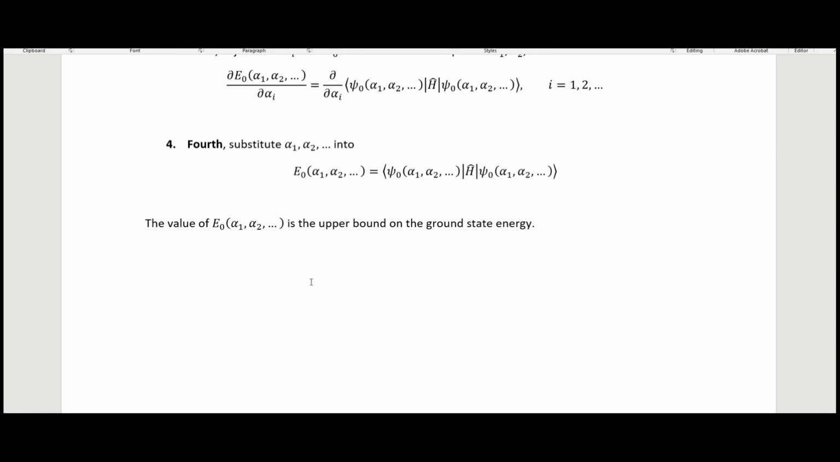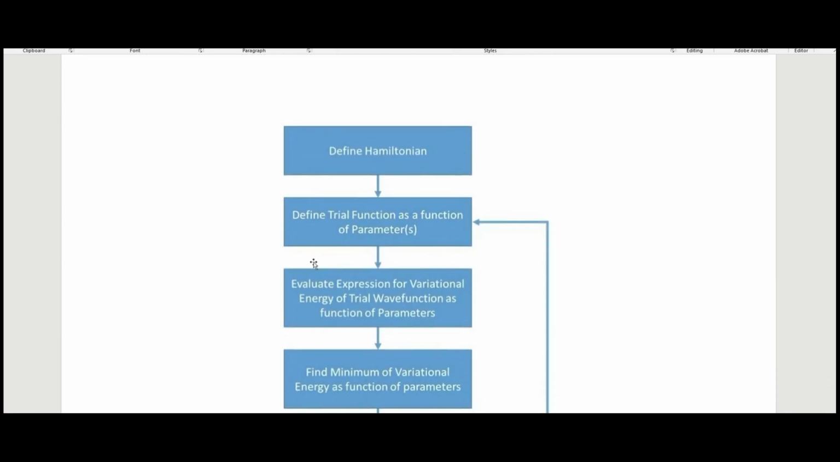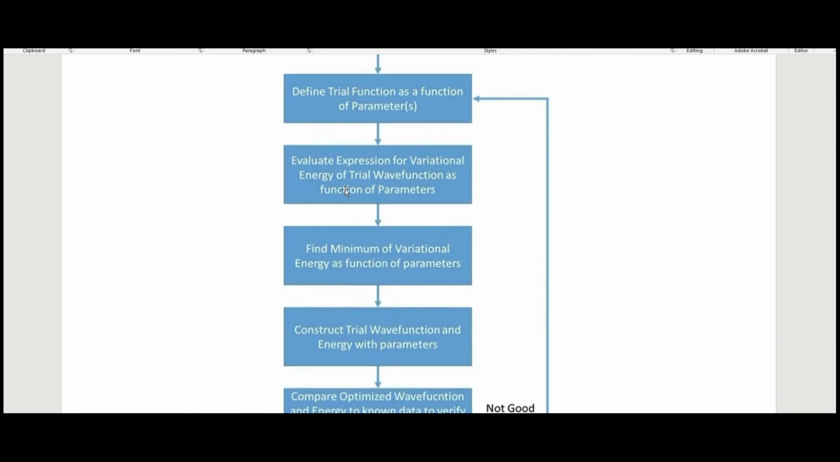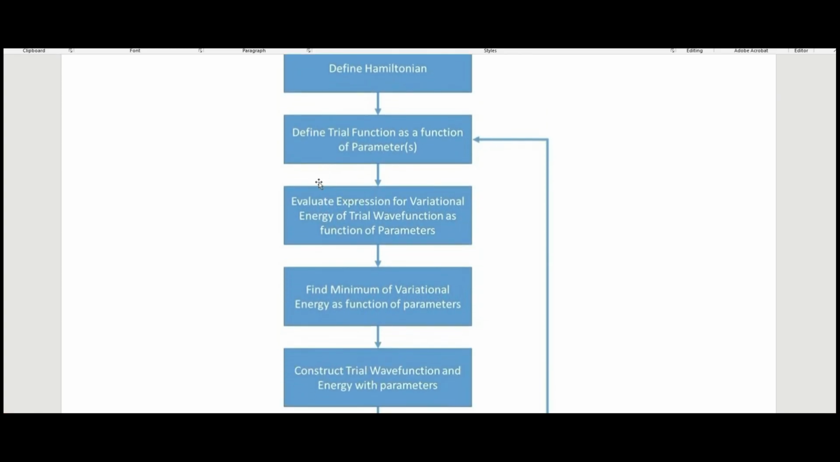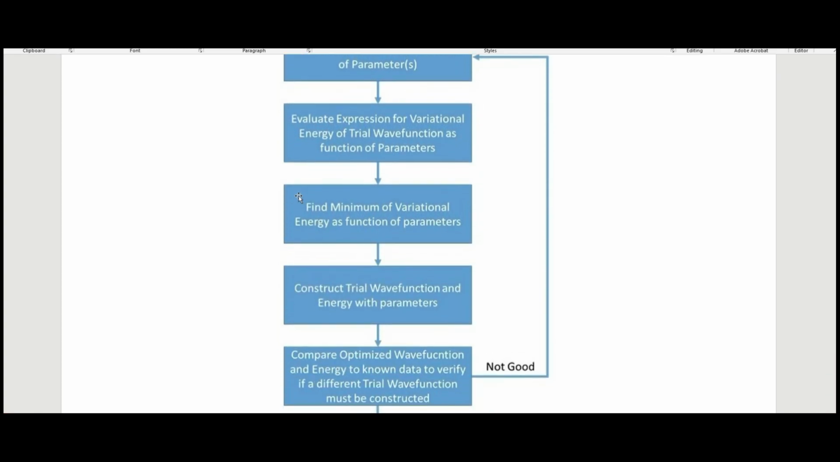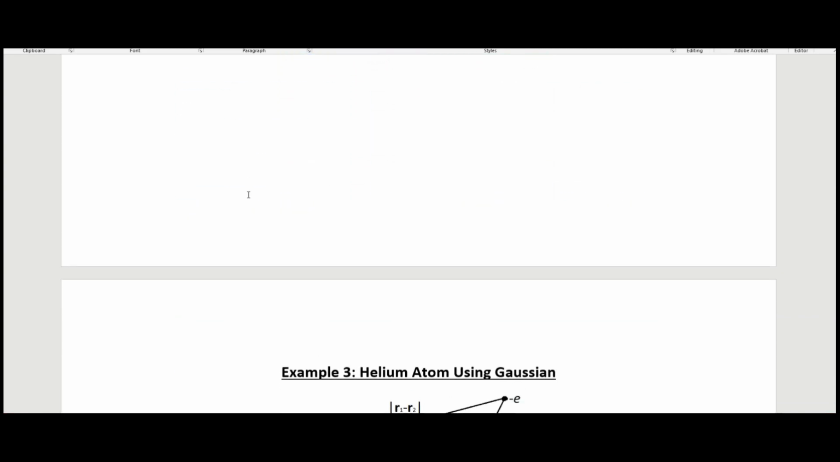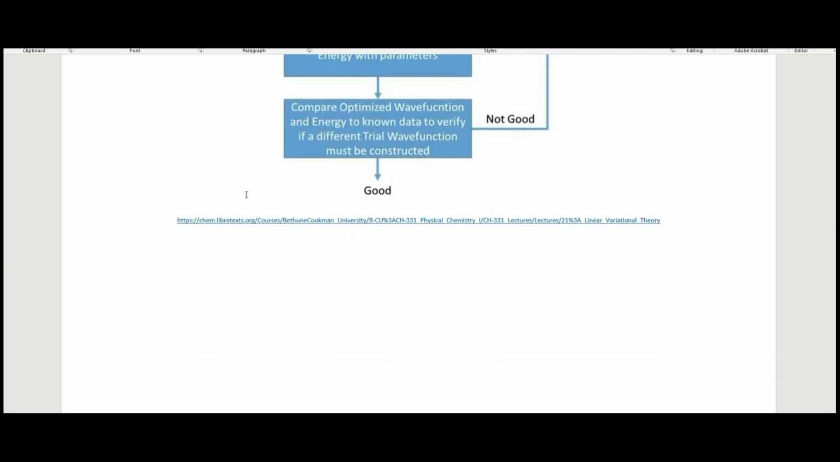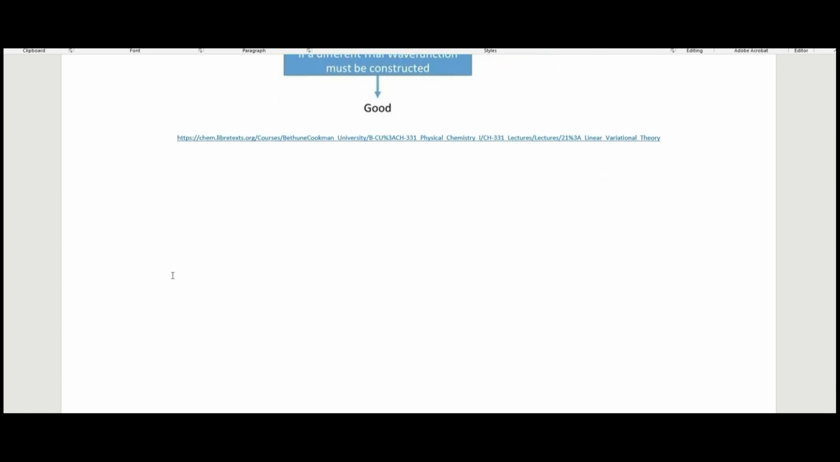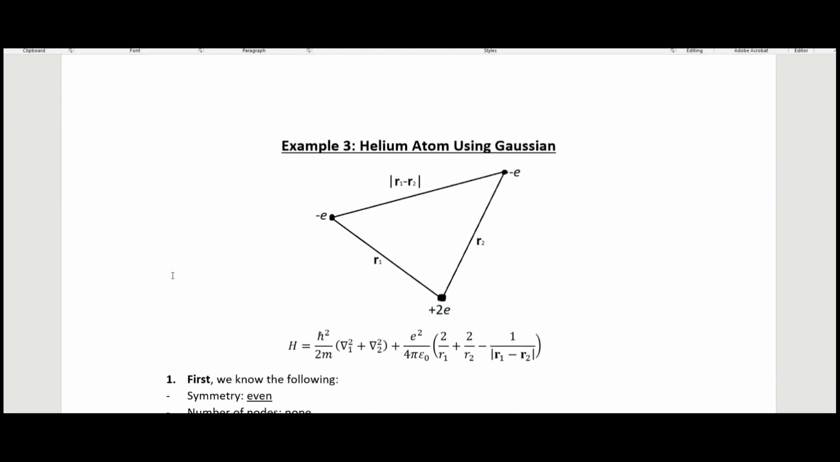Then fourth, we substitute those adjustable parameters back into our energy expression, and then we can calculate our energy. Again, this is that flow chart, which is essentially just saying the same thing I went through above, and I've gone through it in the previous couple videos. As usual, the lecture notes are linked in the description down below, so you can look at these a little bit longer if you want to on your own.